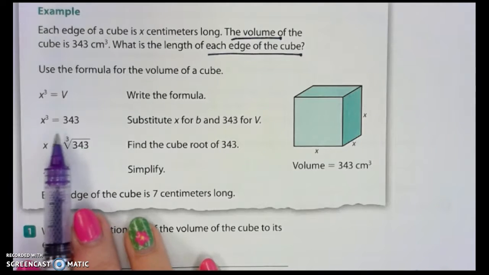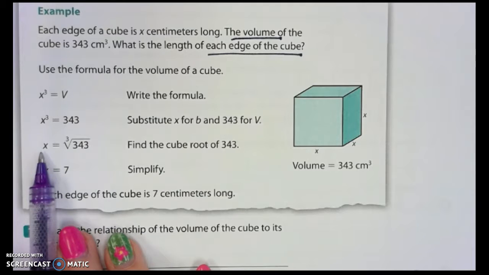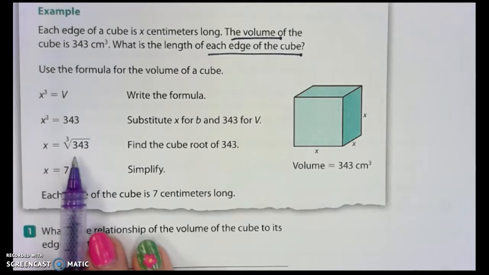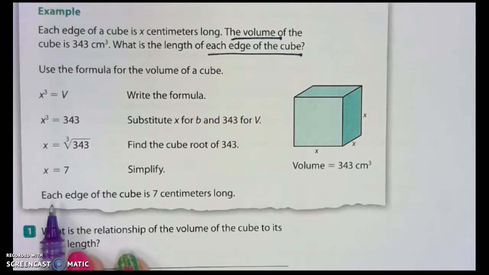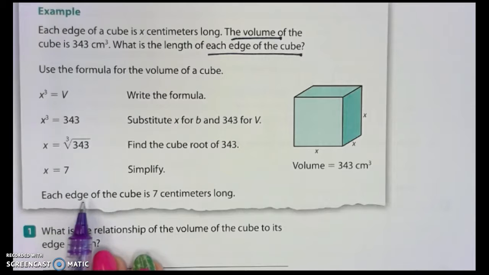So we're going to take the cube root of both sides. The cube root of x cubed is x. And then we've got the cube root of 343. Now, you could factor that out. You could go to your graphic organizer that has your perfect cubes listed. Either way, you're going to figure out that x equals 7. So each edge of the cube is 7 centimeters long.